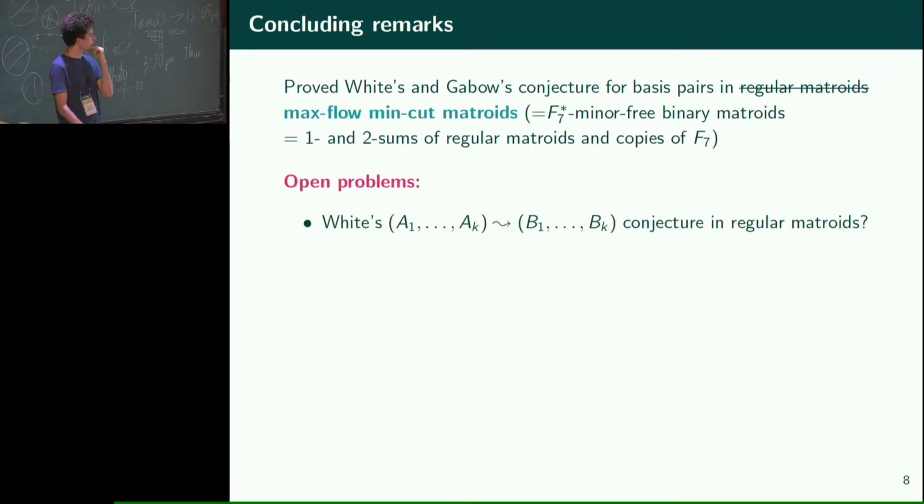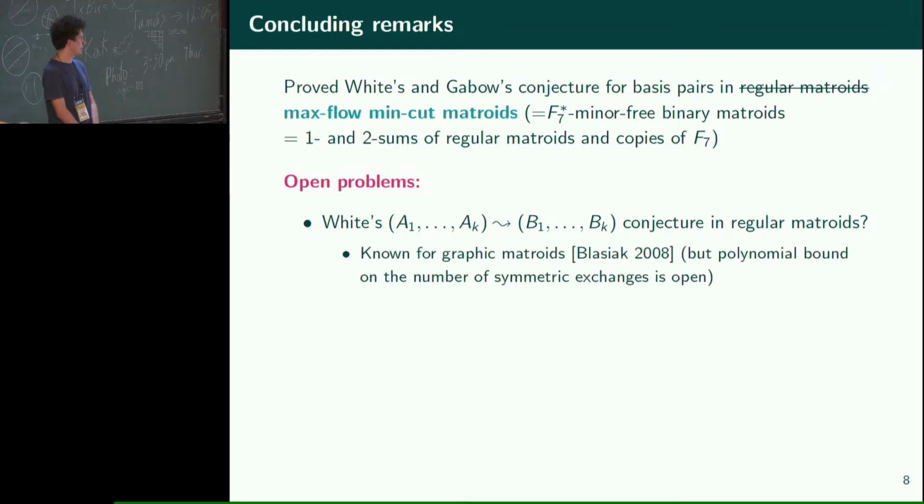So, some open problems. There is this version of White's conjecture that is a stronger conjecture than the one motivated by the toric ideas: for ordered sequences of k-tuples, whether the same is true. This is a statement that is known to hold for graphic matrices by a proof of Blasiak, so it might be possible to generalize to regular matrices, but we haven't figured out yet how.